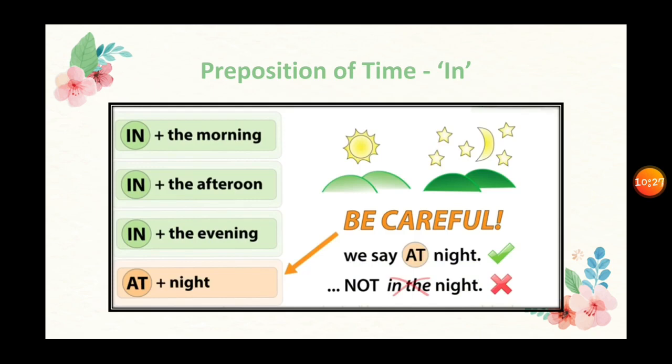In the case of several parts of a day, specifically morning, afternoon and evening, before that you have to use "in". We normally use "in", but in the case of night we use "at", not "in night", we say "at night". In the case of morning we write "in the morning". After "in" there will be the article "the". In the morning, in the afternoon, in the evening, this way. Okay, thank you. Let's go for the next slide.